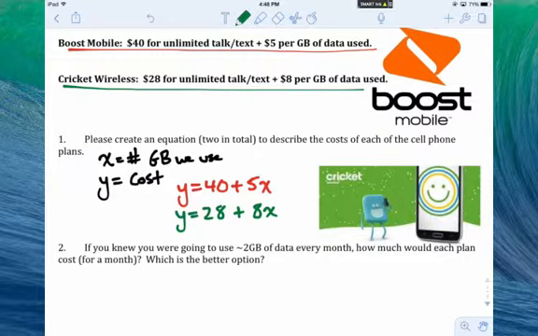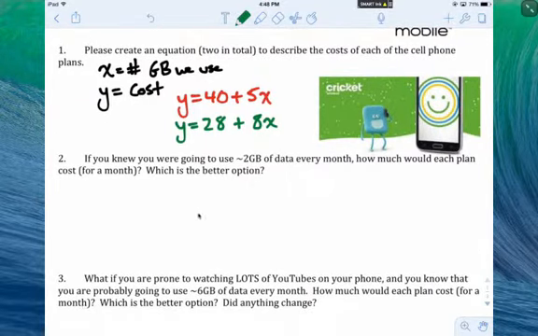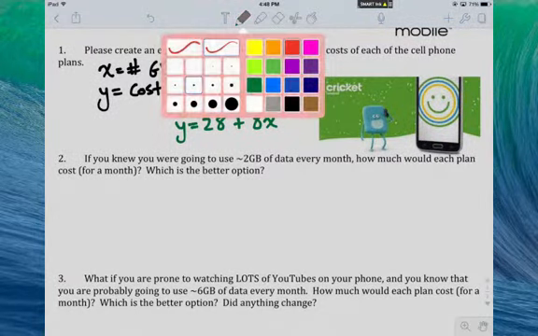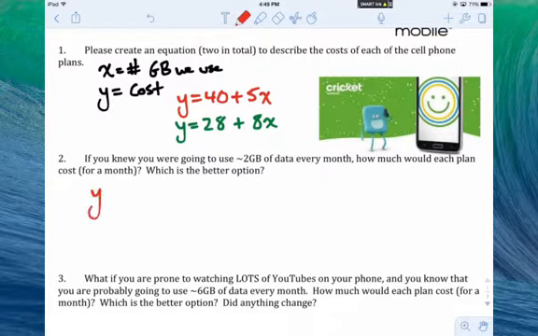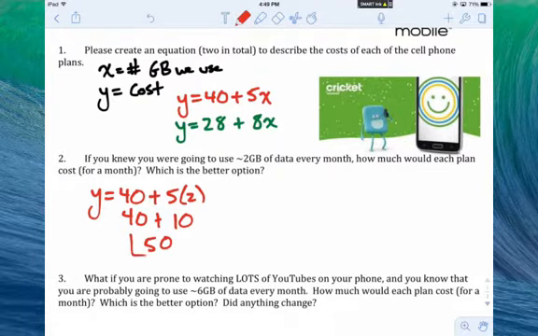Okay, so now let's do some kind of evaluation of the two options. Well, if we knew that we were going to use only 2 gigabytes of data every month, which plan would be the better plan? Well, for Boost Mobile, if you use only 2 gigabytes of data, that month would cost you 40 bucks for unlimited talk and text, plus $5 for each of those 2 gigabytes used. So 40 bucks for talk and text, 10 bucks for data, 50 bucks altogether. So that's for Boost Mobile.